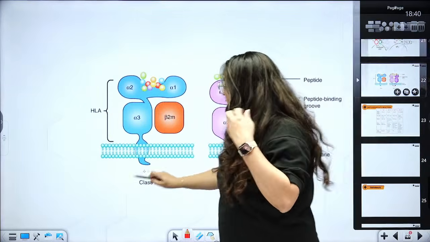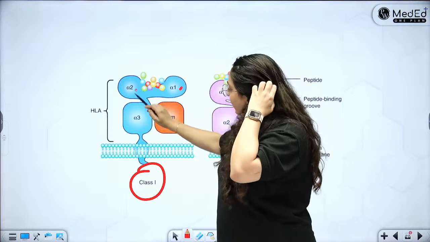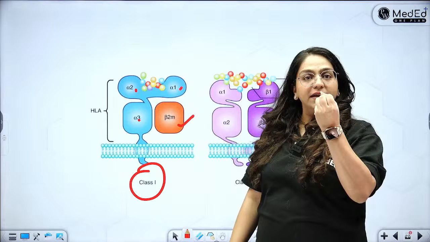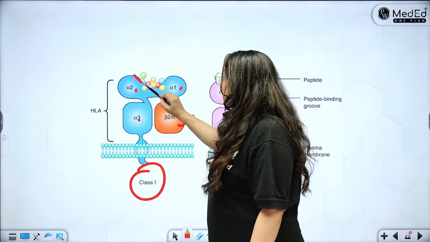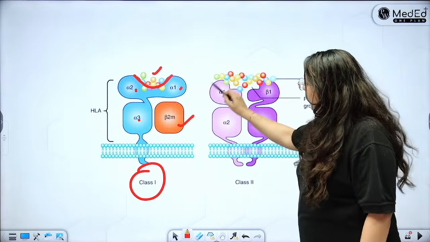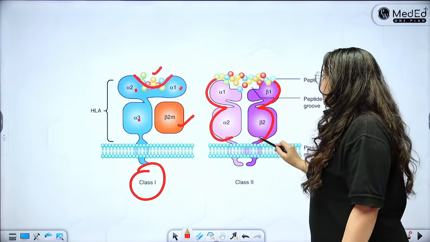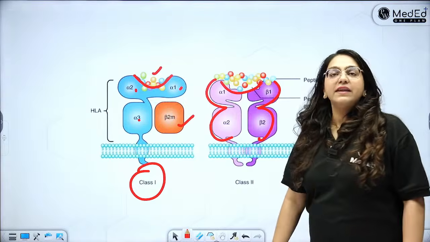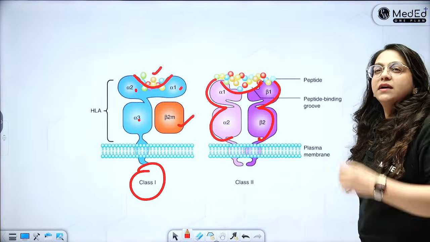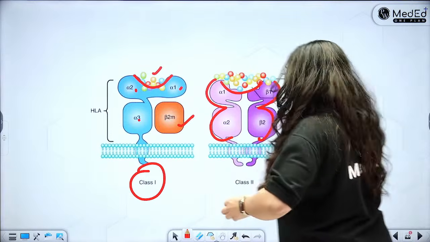Here you had the MHC class 1 with alpha 1, alpha 2, alpha 3 and the beta 2 microglobulin balancing the alpha chain, and in the groove of alpha 1 and alpha 2 you had the antigen binding. Over here you had alpha 1, alpha 2, beta 1, beta 2, and in the groove of alpha 1 and beta 1 you had the antigen binding site. Alright, got it ma'am, done.